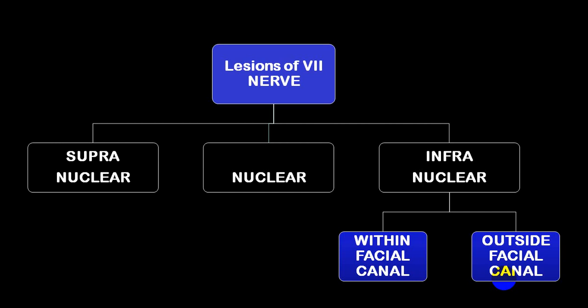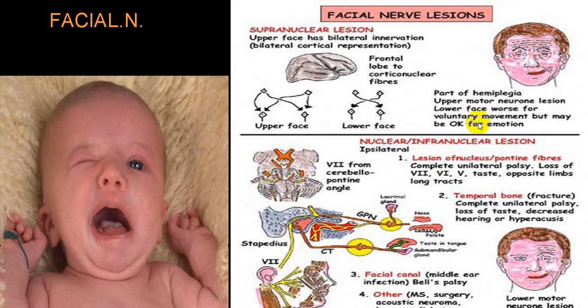And then it will give out the temporal branch, zygomatic branch, buccinator branch, mandibular branch, and cervical branch, and that will be supplying the entire half of the face, that is the muscles of facial expression, the muscles which take part in elevation of the eyebrow, furrowing of the forehead, closure of the eyelid, as well as the platysma muscle. So this will be the supranuclear division, and this will be the nuclear and infranuclear division.